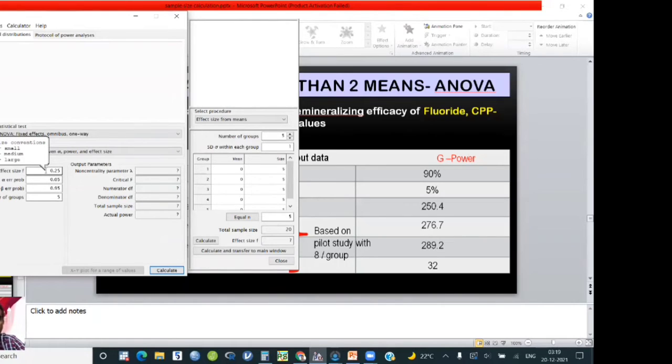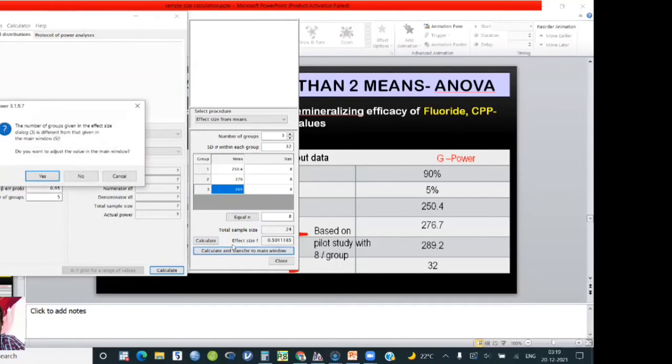Now I am going to calculate the effect size based upon the pilot study, which is most authenticated. How many groups we have? 3 groups. What is the common standard deviation? We have 32. And what is the mean value? 250.4. And what is the next group? 276. And what is the next group? 289. And N is 8 per group. So I am applying equivalent, so all will change into 8. So total sample size is 24. I am calculating the effect size. Effect size 0.50.